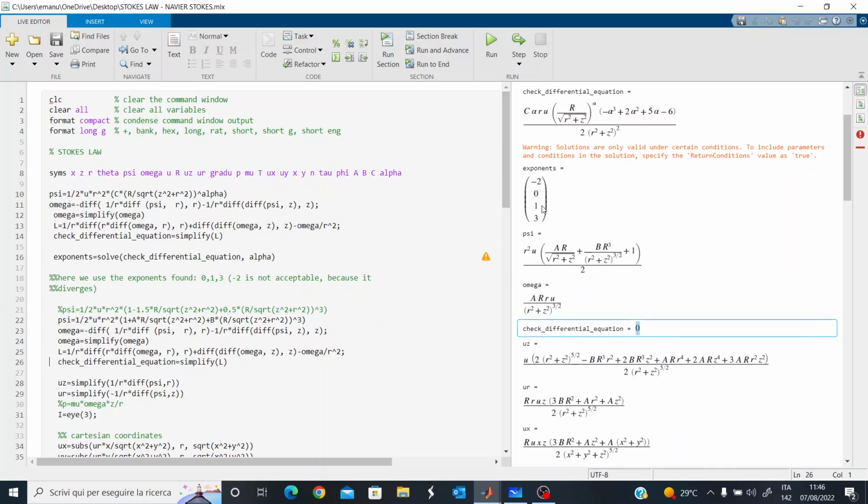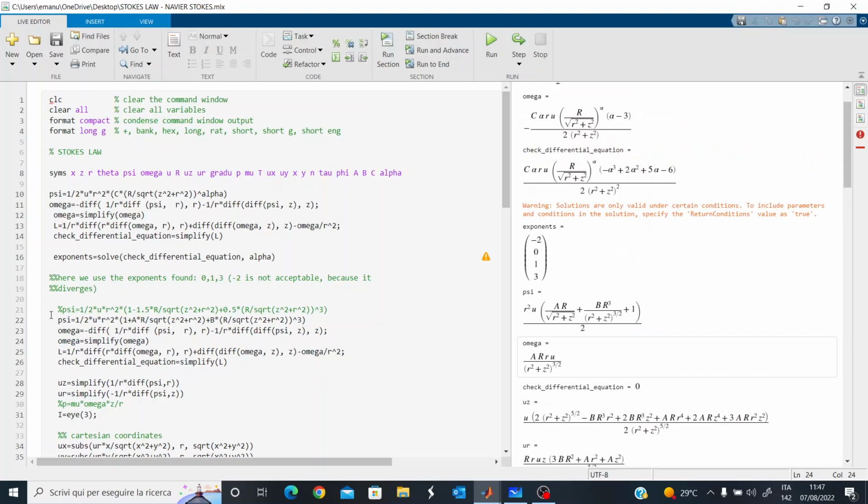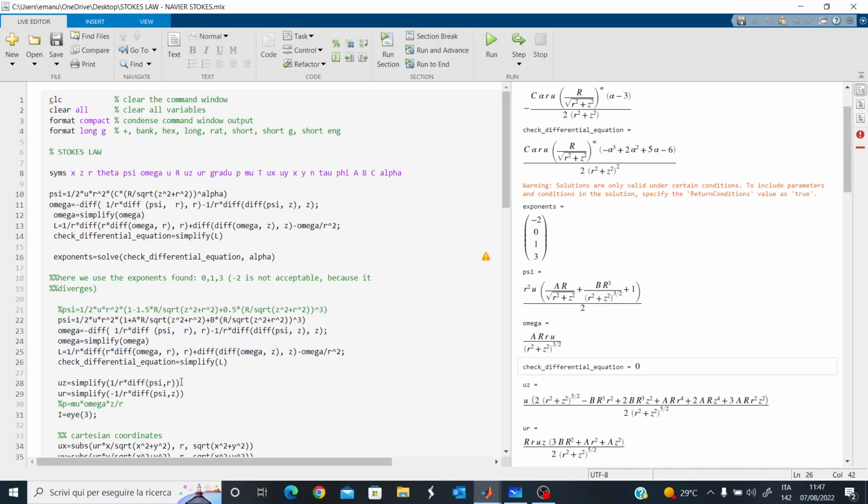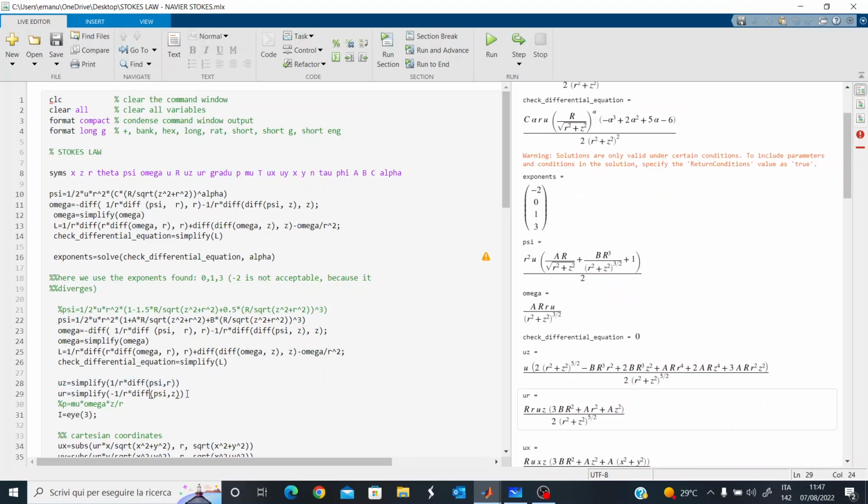But we already knew that from above, actually, because each one of these terms simply satisfies the differential equation. You can see that I have rewritten psi here, and it is exactly this expression. And then I have rewritten the omega. From omega, I have rewritten the differential equation, and then I have also rewritten uz and ur. uz and ur are simply derivatives of the function psi.